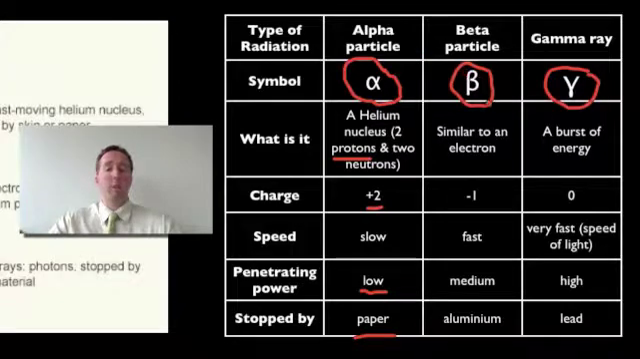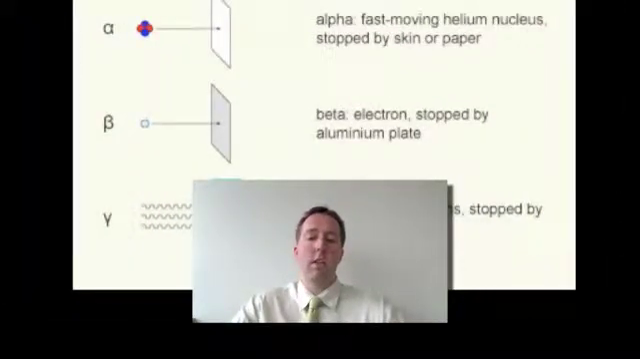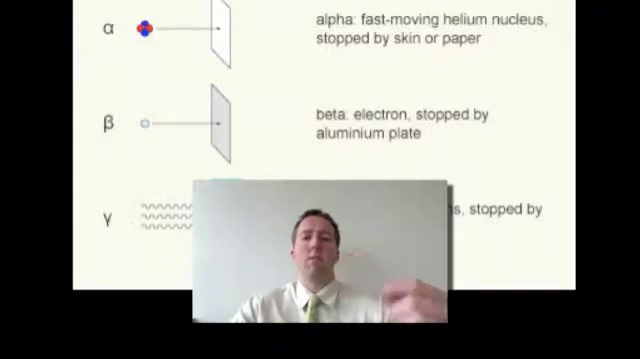Beta particles are a little bit more dangerous. Again, this is a type of radiation emitted from radioactive isotopes. A beta particle is similar to an electron, so electrons have a charge of -1, so it's got a charge of -1. They're very fast moving. Penetrating power is medium, so they will travel into your skin, but they are stopped by a sheet of aluminium or a reasonably good chunk of wood or something like that.